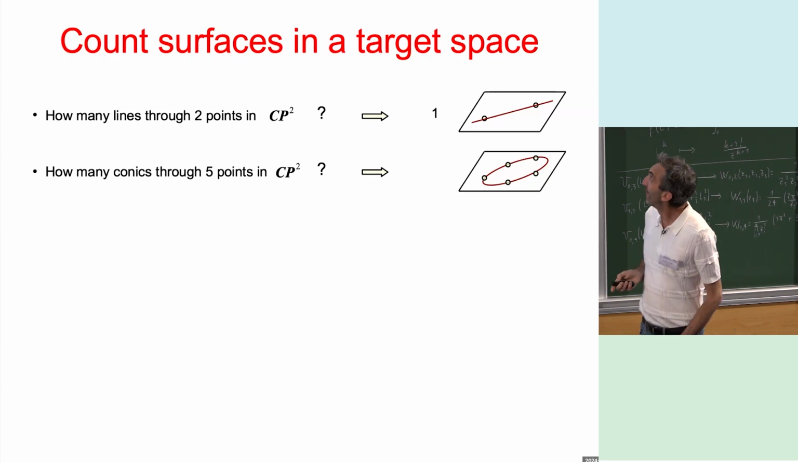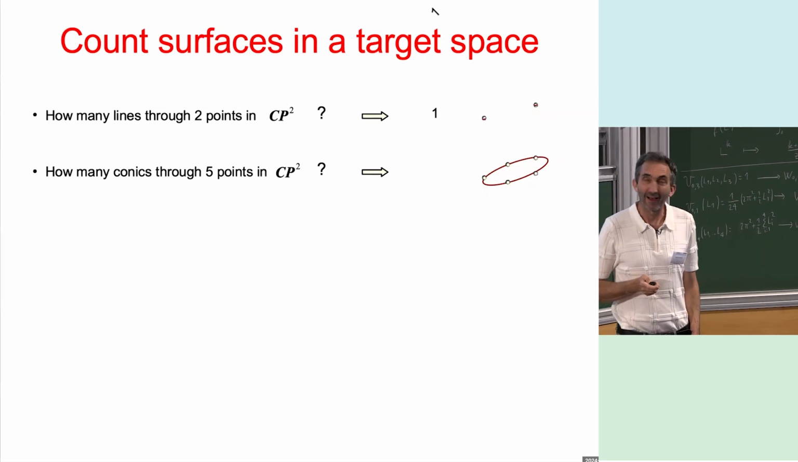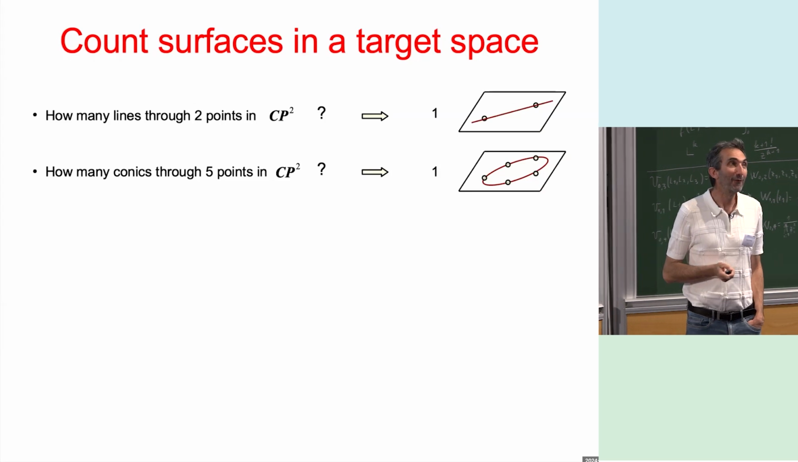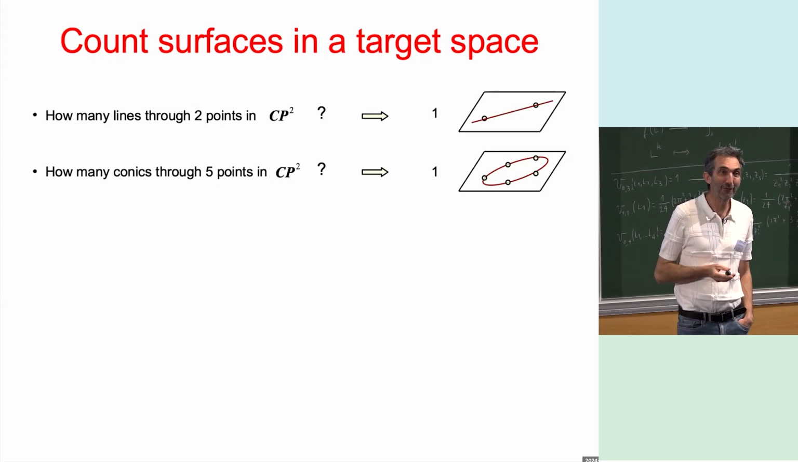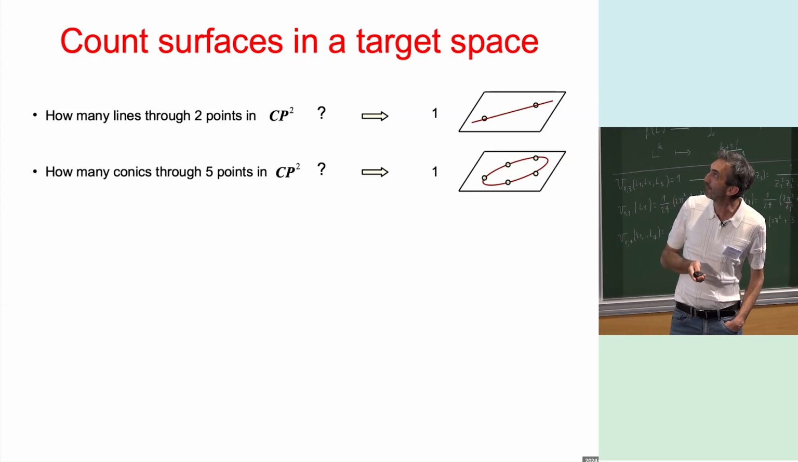How many of them? It was a theorem of, I think, Blaise Pascal, who proved that there is a unique one. There is a unique degree 2 curve through 5 points.